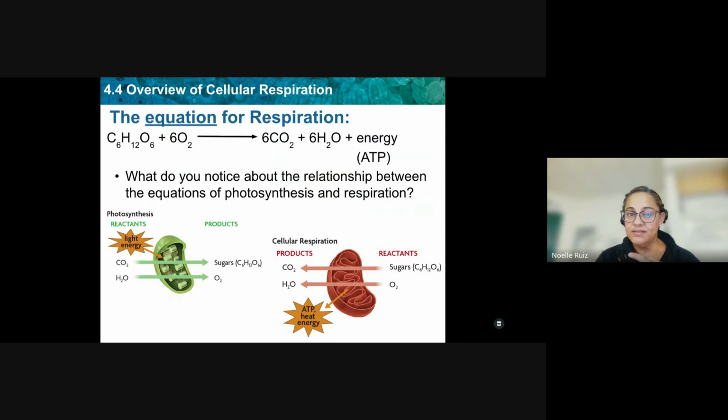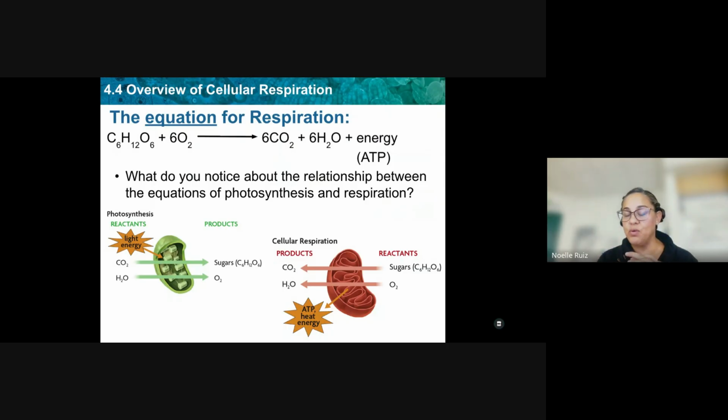C6H12O6, that is the molecular formula for glucose, plus 6 molecules of oxygen. We eat glucose, we breathe in oxygen. And then our products. Carbon dioxide is the waste product, 6 molecules of carbon dioxide, we exhale it.